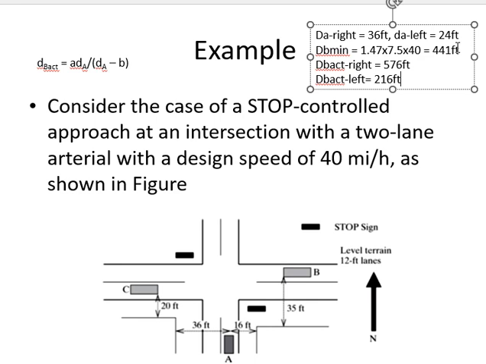Okay. So we needed 441 feet. On the right hand side we have enough. On the left hand side we don't have enough. Left hand side we again need 441 and we have only 216 feet. So what can we do? We can put a sign for the left hand side driver as well, so he will stop. Okay, anything else?